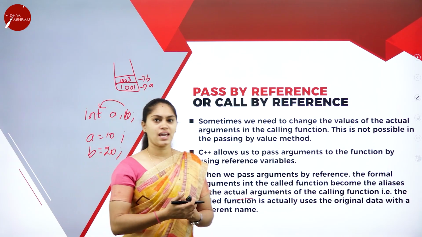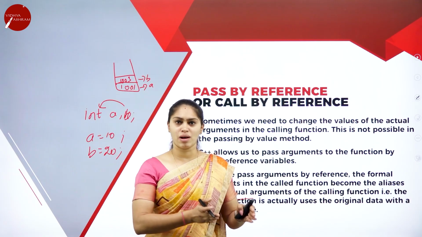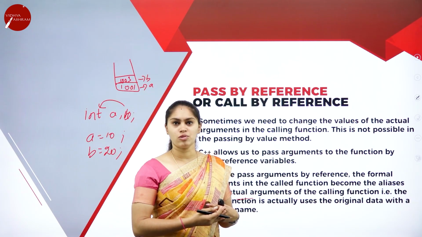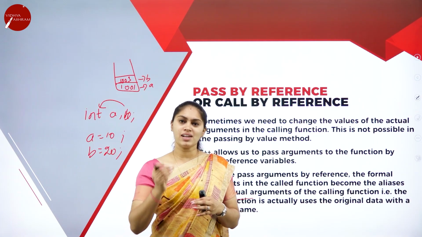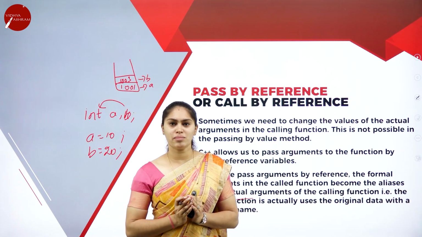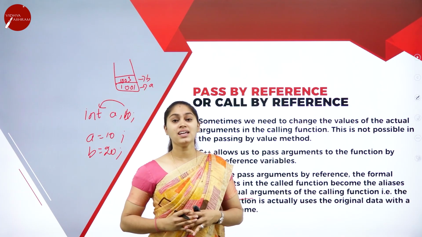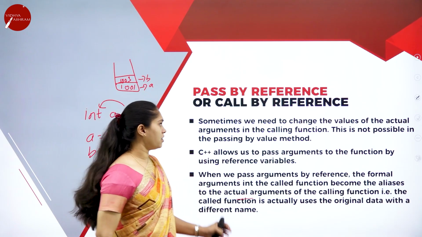If I am asking how many members are there in your family, that is call by value. But if I am asking the address of your house, I will come directly and check how many members are there. That is pass by reference. So see the difference here.